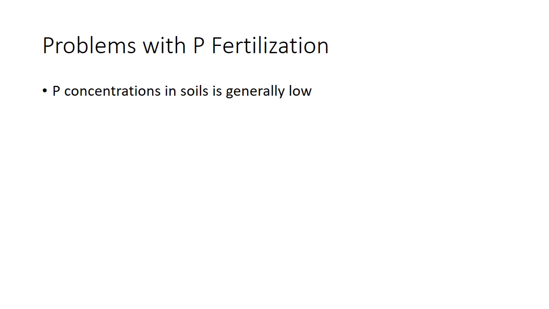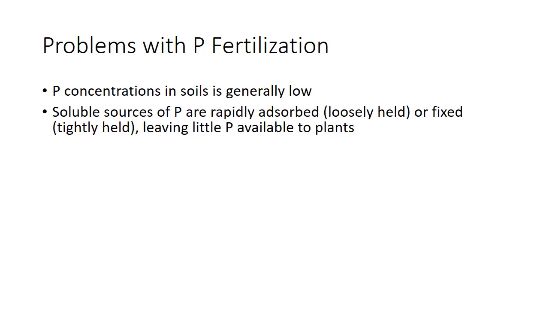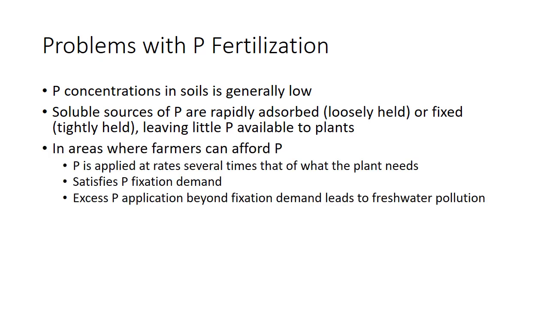Now there are some problems with phosphorus fertilization. Phosphorus in soils is generally very low, so soils are by default pretty low in phosphorus. The soluble sources of phosphorus are rapidly absorbed, so they're easily taken up. But there are also fixed forms of phosphorus that are tightly held. So phosphorus can be available or it can be fixed, and when it's fixed, it's very difficult for plants to acquire it. When that happens, very little phosphorus is available to plants.